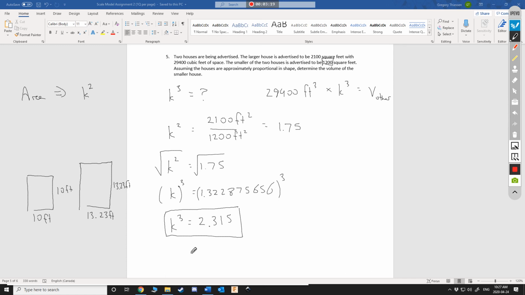So I'm going to take this 29,400 cubic feet, and we're going to divide by that k factor I found, because we found the k factor in the opposite direction. So I'm going to divide it by 2.315. So 29,400 divided by that k factor, and we get a volume of about 12,700 cubic feet, which is our final answer.